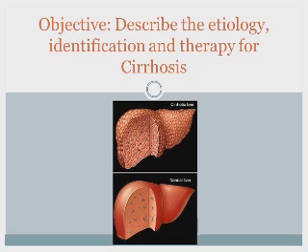Once again, we can look back at the picture here on the first slide, and you can see that these nodules are different sizes. Now, these nodules can be classified as either macronodular or micronodular, depending on their size. If it's micronodular, it will be smaller than 5 millimeters. If they're macronodular, they'll be greater than 5 millimeters.